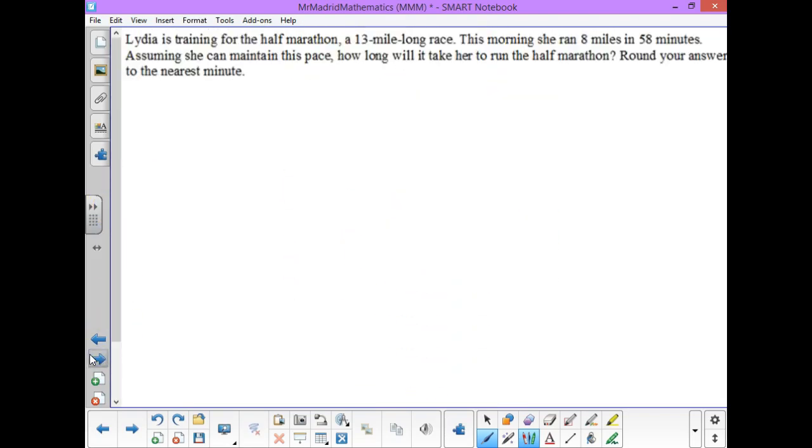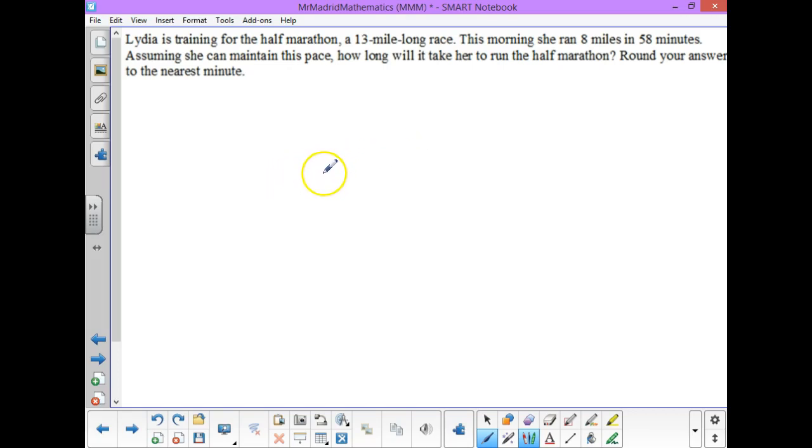Alright, let's move on to one more here. Lydia's training for the half marathon, a 13-mile long race. This morning she ran 8 miles in 58 minutes. Assuming she can maintain this pace, how long will it take her to run the half marathon? Now again, what you're about to see is very powerful. Why? Because fractions, ratios, things like that, they're not as intuitive as a lot of other stuff for you guys.